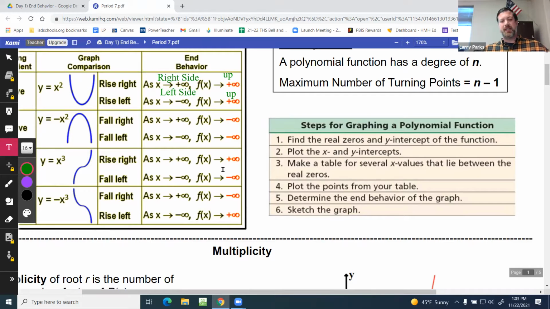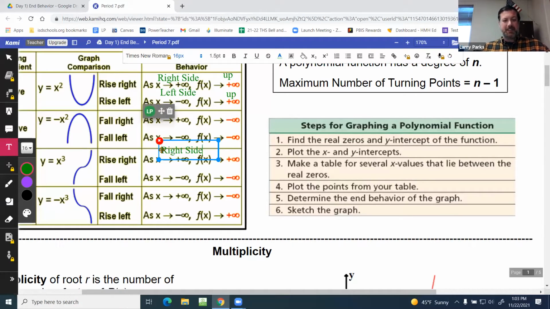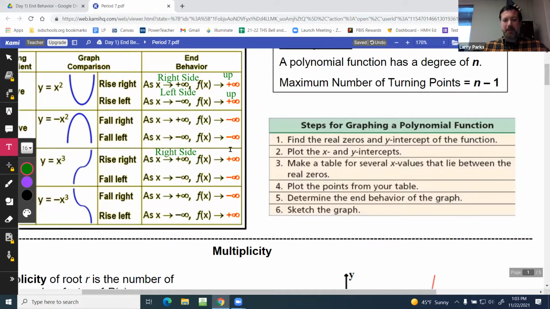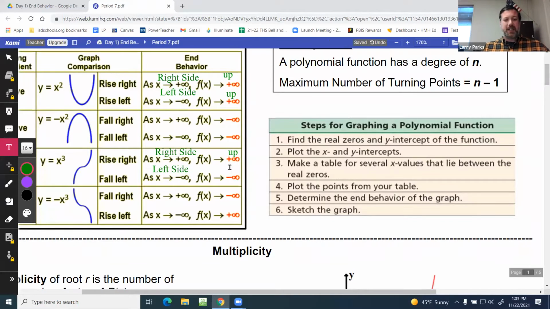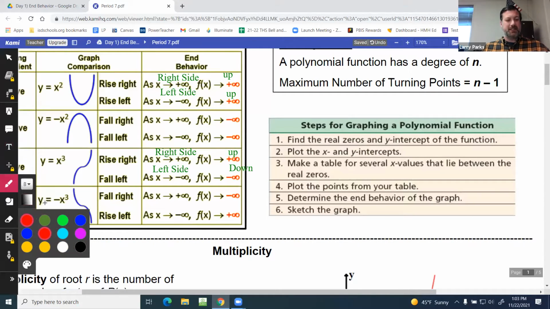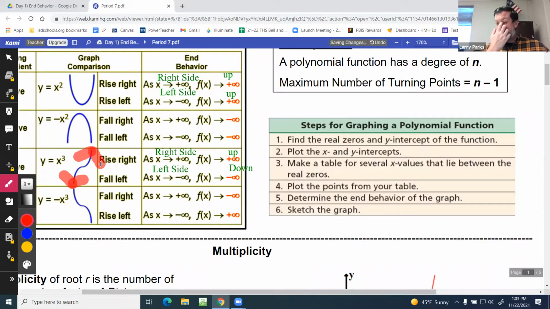But notice, the way I would read this is as you go to the right side, we'll do this one. That'd be right side. On the right side, it goes up. That's why you put positive infinity. On the left side, it goes down. That's what negative infinity means. And notice that it in fact goes down here and it goes up there. So that's all end behavior is.